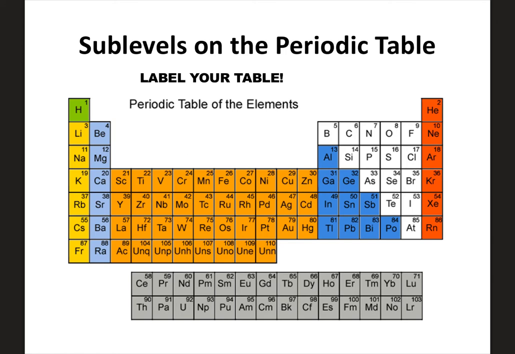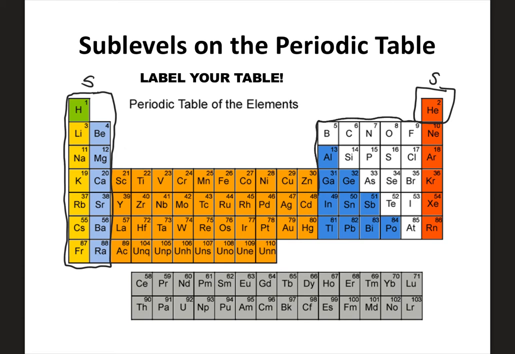So these first 2 columns on the left are your S sublevel, along with helium over here, because he technically would fit in this spot right there. So those first 2 columns on the left, along with helium over here on the right, those are your S sublevels. The P is over here on the right side. This block here would be your P's.